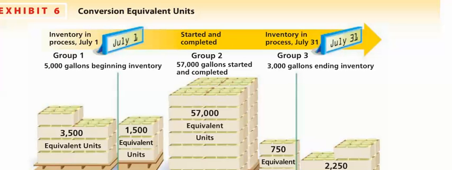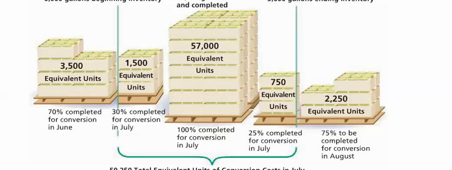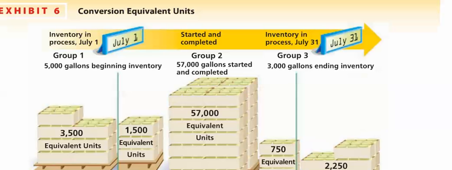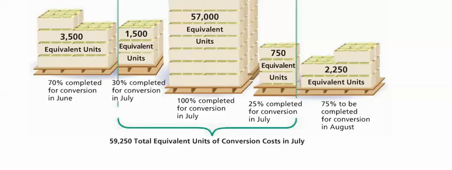Still on page 92. So we had 3,500. Remember, we had 5,000 units in the beginning inventory. 3,500 equivalent had been converted. I now have converted the remaining part, or 1,500. I also did complete, start to finish, 57,000 units. Of the 3,000 units in my ending inventory, I just converted 25%, or about 750 of them. Next month, we'll have to finish converting that 75%, or 2,250.